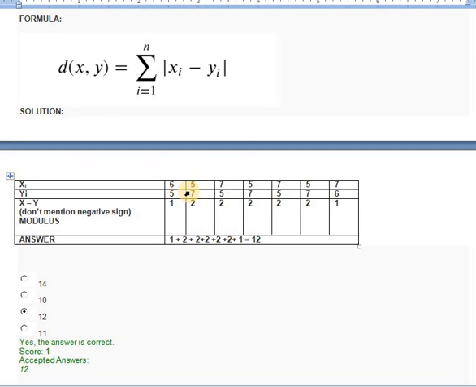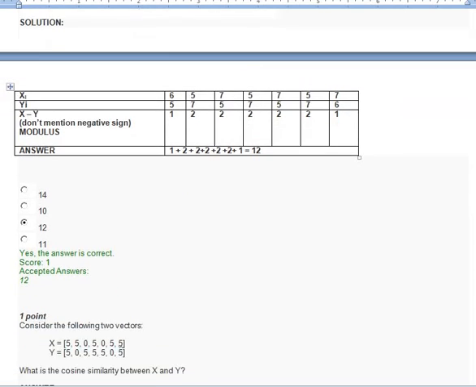7 minus 5 minus 7, what will we get? We will get minus 2, but as it is given in the modulus, we shouldn't consider that as a minus 2; we have to consider it as positive only. So remember that when we are considering modulus, we have to consider only positive values. After taking the values, we have to add all the differences, and then we will get 12. So my answer of 12 is correct.